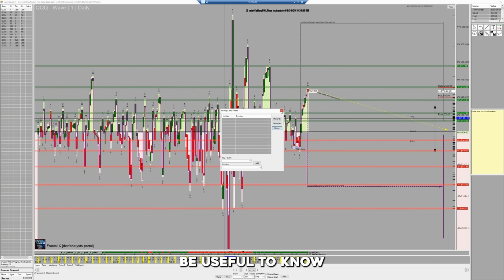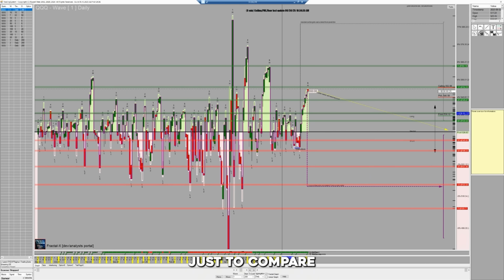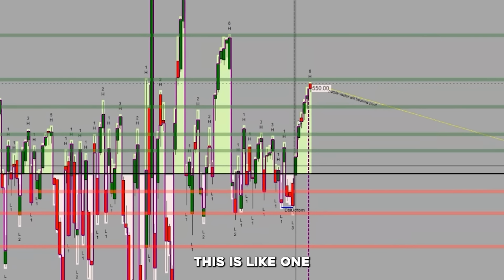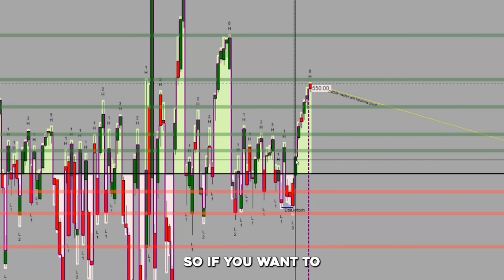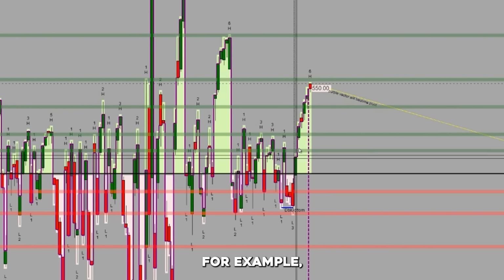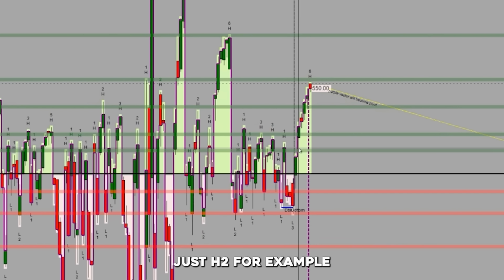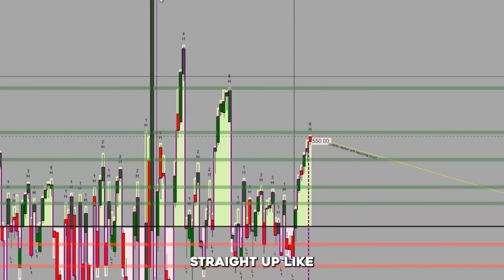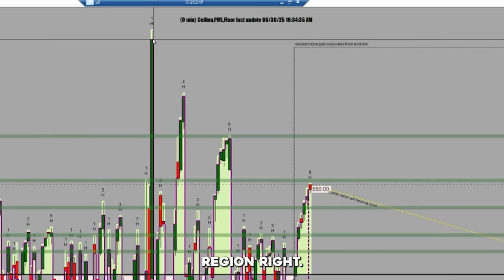Why would it be useful to know the magnitude of increase? Just to compare where the market is, where the cycle positioning is right now. For example, this is one cycle above the pivot. Sometimes using just H2, for example, H1 was straight up in the 12% region. Looking at the options analyzer won't make sense there, because it's going to tell you the odds of formation of H2 are 48%, let's say. That is not useful here, because the magnitude of the move is way too much.